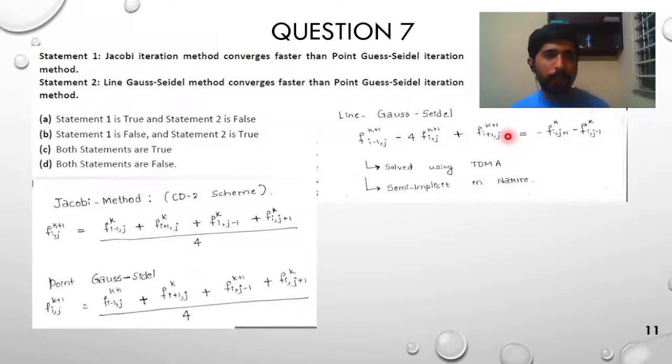Now if you see the question, statement 1 is false because it says the Jacobi iteration method converges fastest. So that is definitely false. Statement 2, the line Gauss Seidel method converges faster. Yes, that is true. So statement 2 is correct, and B should be correct for this particular question.